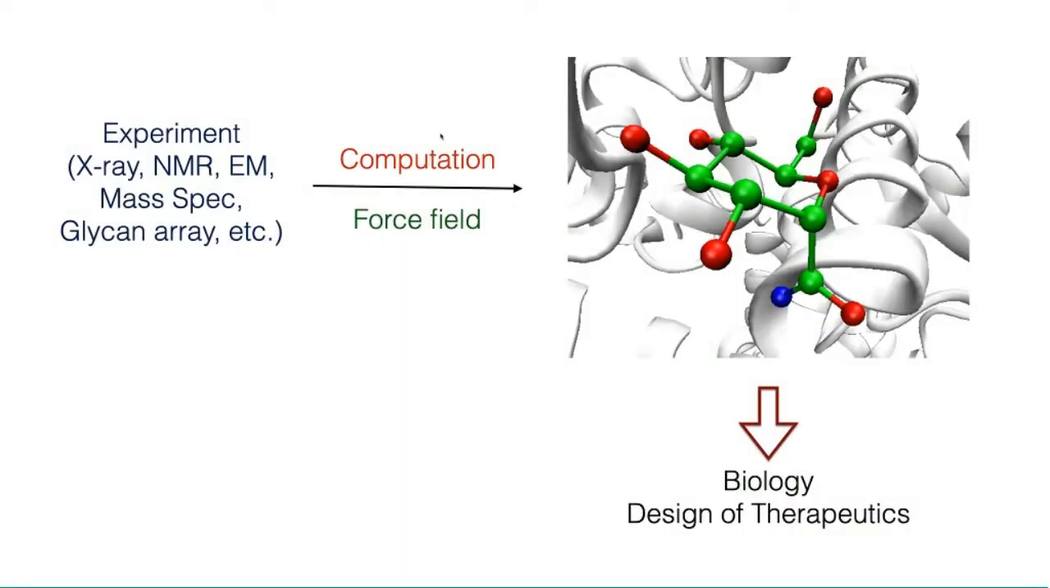So here, we get a lot of experimental data for protein ligand complexes, mostly coming from X-ray crystallography, NMR, electron microscopy, mass spec, and glycan arrays. Since we cannot see those structures directly by experiments, they are combined with computational models and force field parameters to generate the final structures, which we use for, of course, drug design and design of therapeutics.